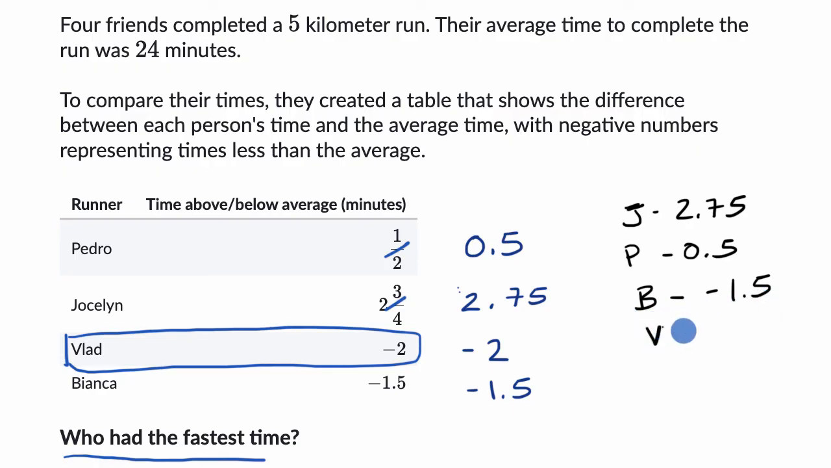And then last but not least, we have Vlad, who is 2 minutes below average. So once again, when you order it this way, we see that Vlad is the fastest, has the fastest time. And if you want to know who is the slowest, it is Jocelyn.